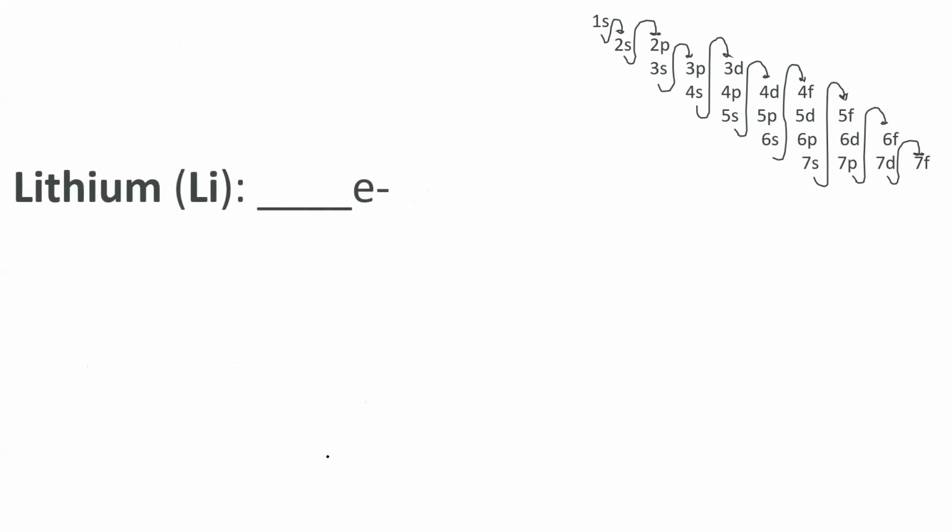Lithium, Li. Atomic number 3. 3 electrons. So once again, I start with 1s. S can hold up to 2. That's it. Then I have to now follow these arrows and move on. So now I have to go to 2s. And how many more electrons do I need? 2 plus 1 gives me 3. 1s2, 2s1. 2 plus 1 gives me 3.